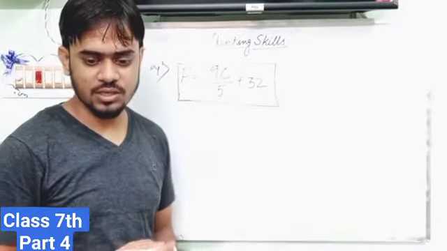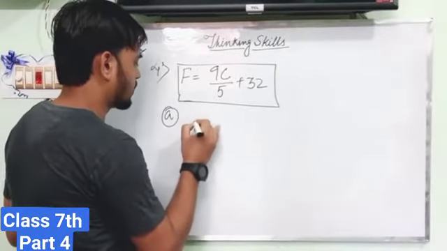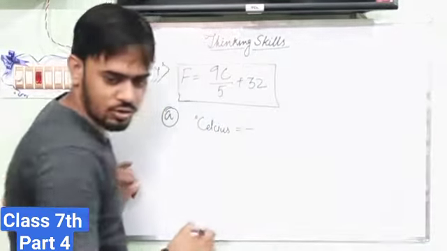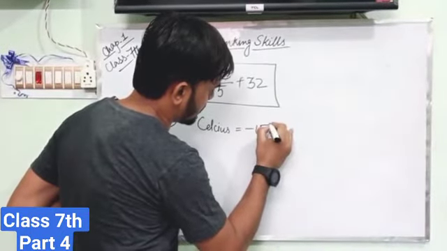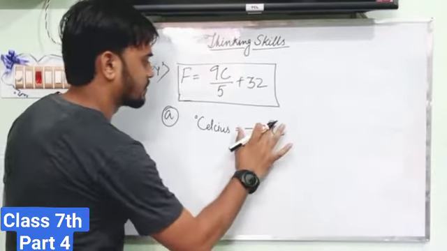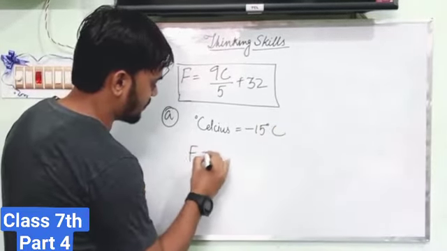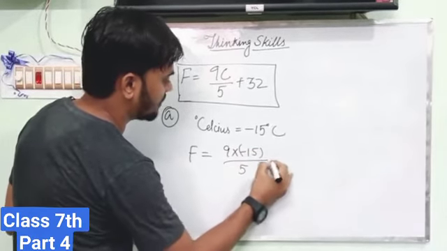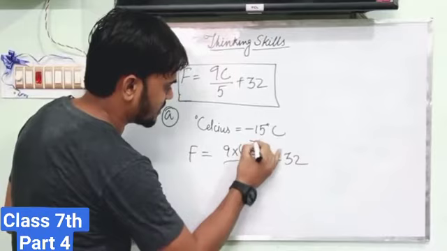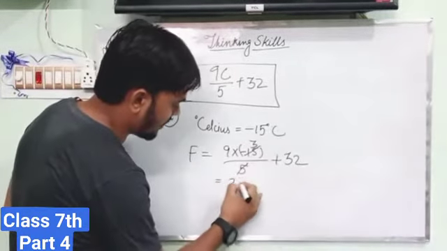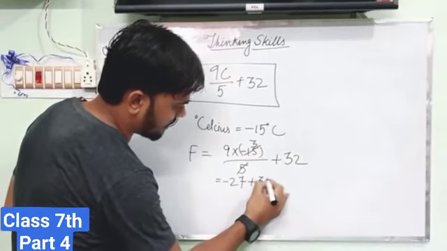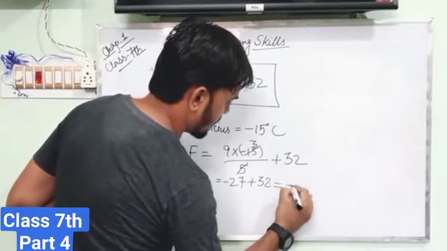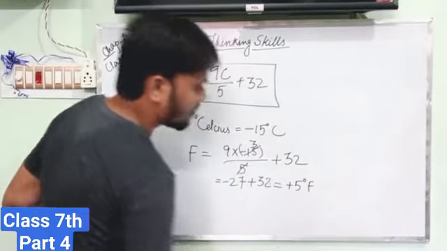So we have some questions. Celsius is equal to minus 15 degrees Celsius. If we change it to Fahrenheit, 9 into minus 15 upon 5 plus 32. 5 threes are 15, 9 threes are 27, with a minus symbol, plus 32. Then plus 32 minus 27, the result will be plus 5 degrees Fahrenheit.